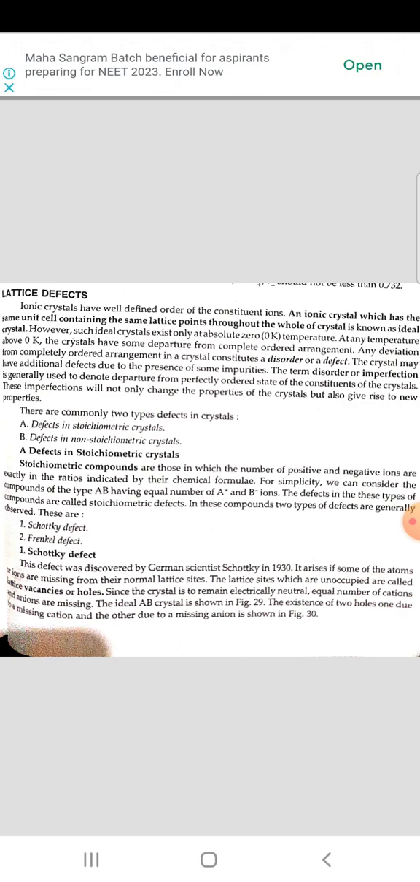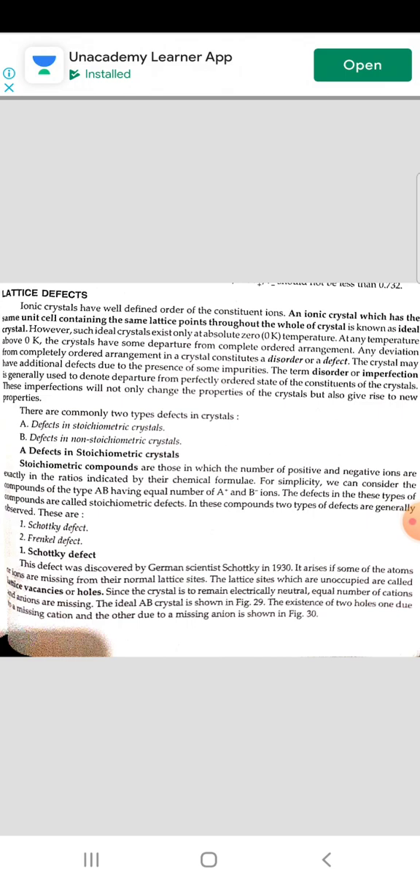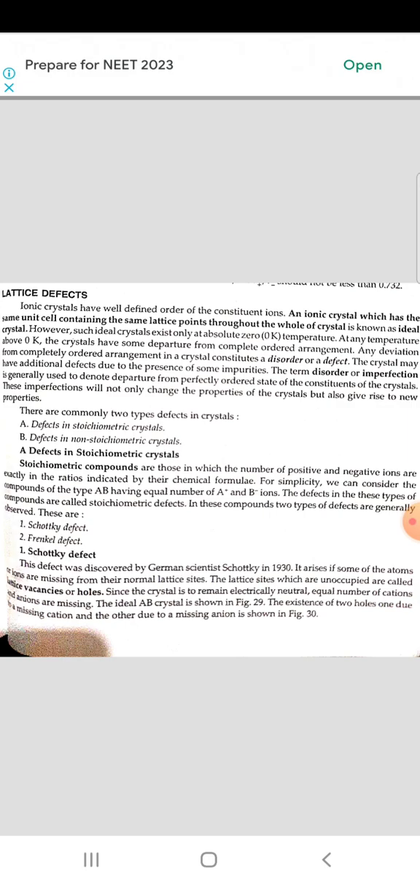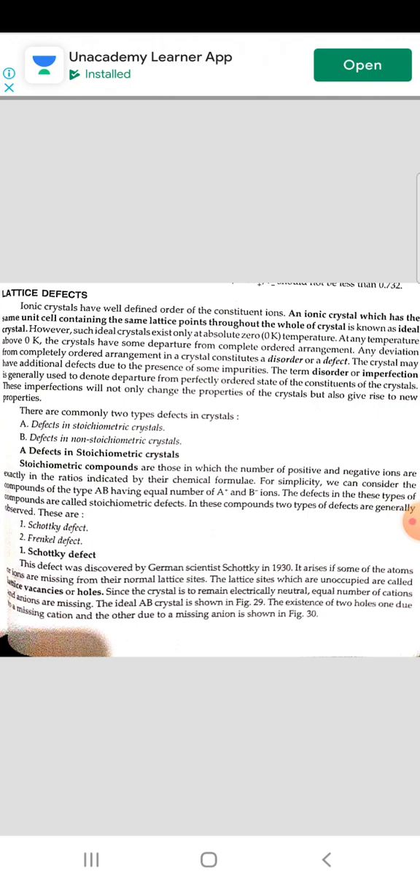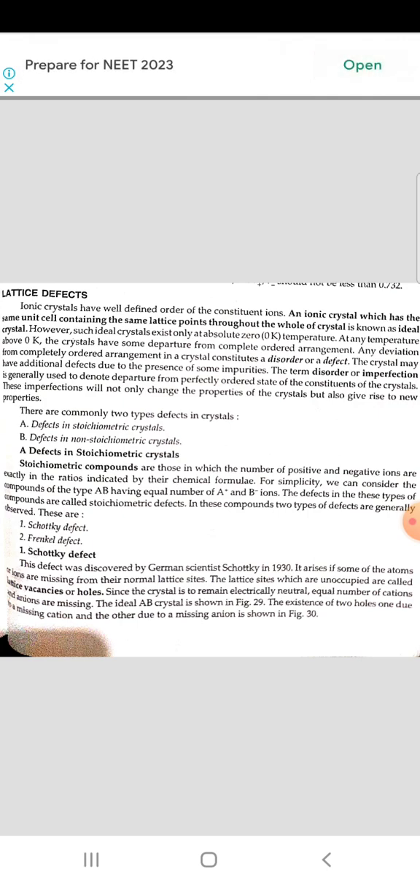Defects in stoichiometric crystals. Stoichiometric compounds are those in which the number of positive and negative ions are exactly in the ratios indicated by their chemical formula. For simplicity, we can consider compounds of the type AB having equal numbers of A positive and B negative ions. The defects in these types of compounds are called stoichiometric defects. In these compounds, two types of defects are generally observed. These are Schottky defect and Frenkel defect.